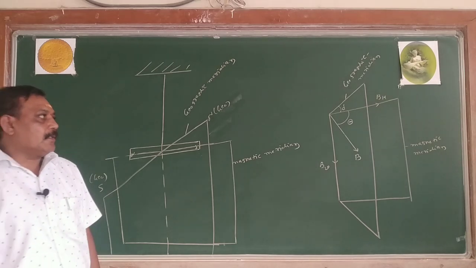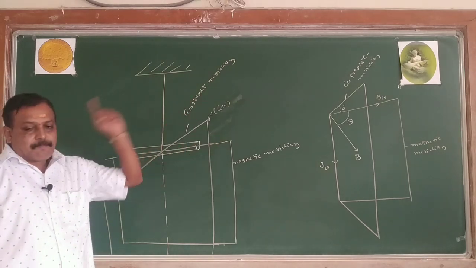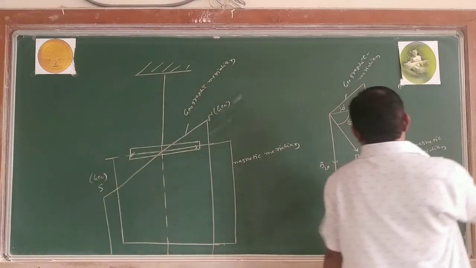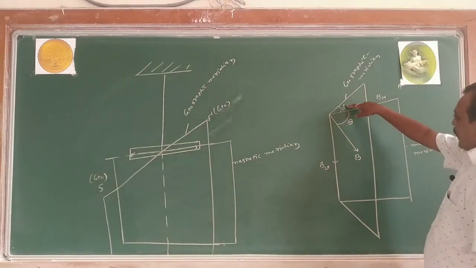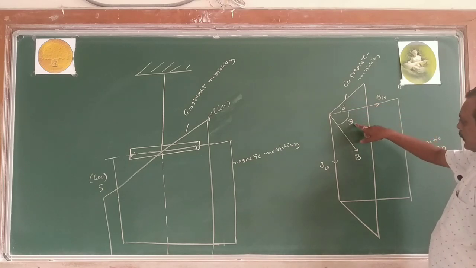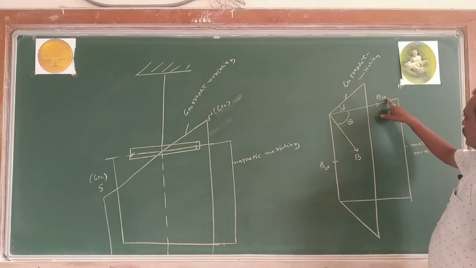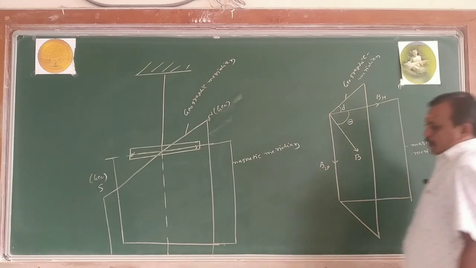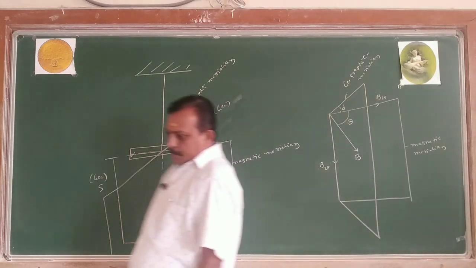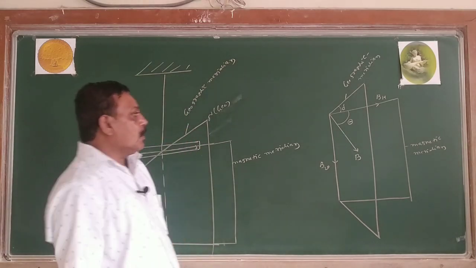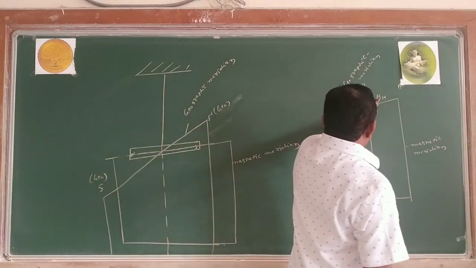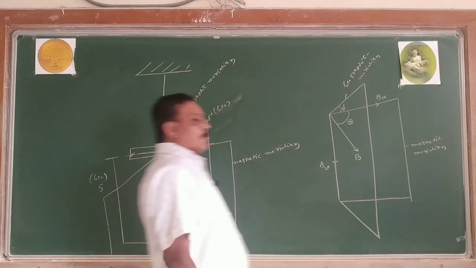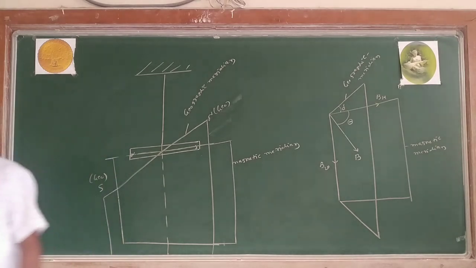Now these are the Earth's magnetic elements: magnetic declination delta, magnetic inclination theta, Earth's horizontal component BH, Earth's vertical component BV. The component of the resultant magnetic field drawn in the horizontal in the magnetic meridian is called BH. The vertical component of B is called BV. Now these are the magnetic elements.